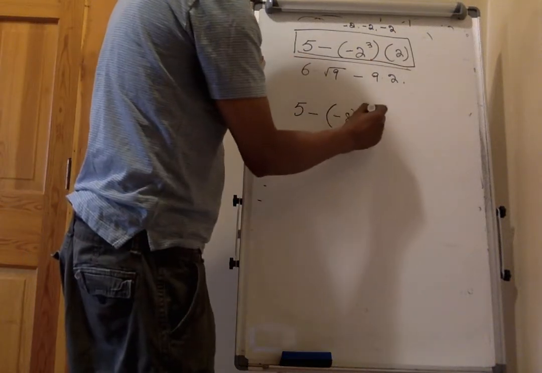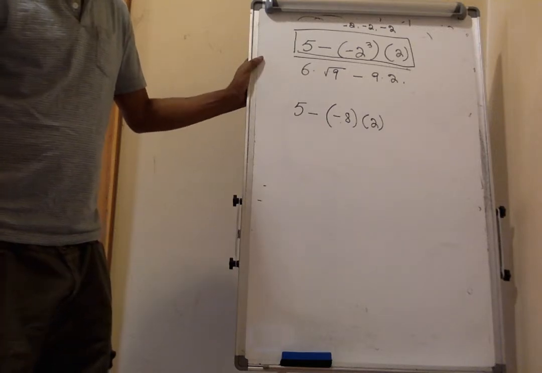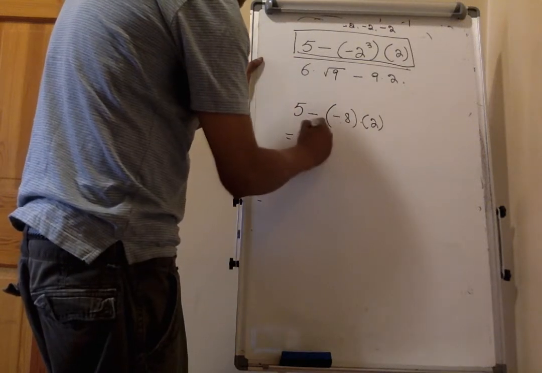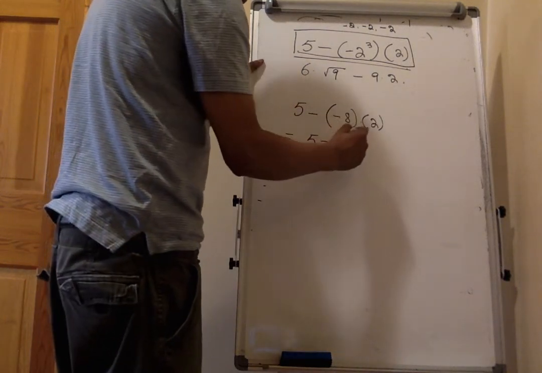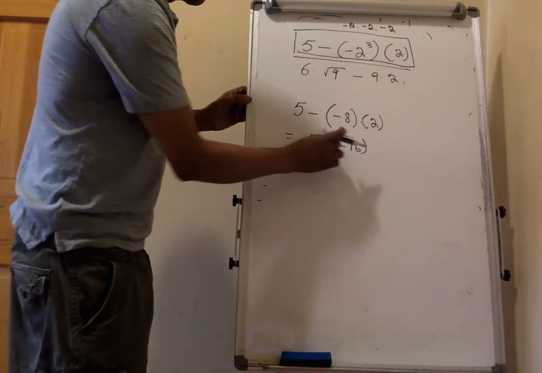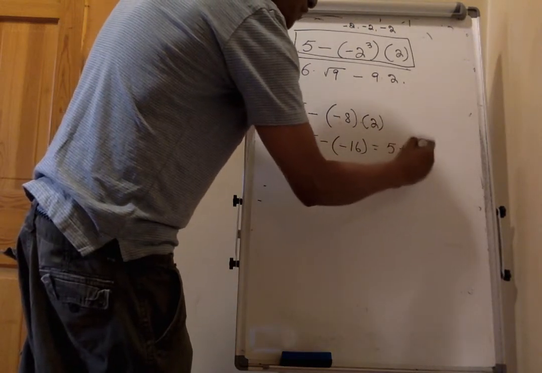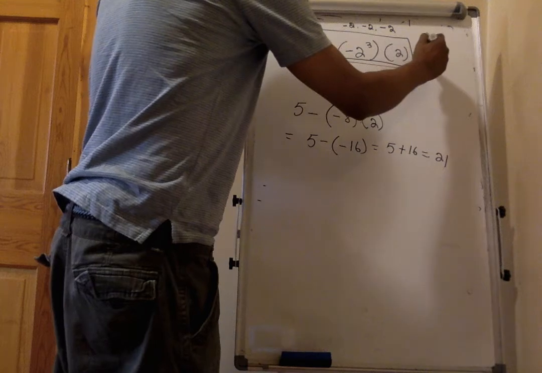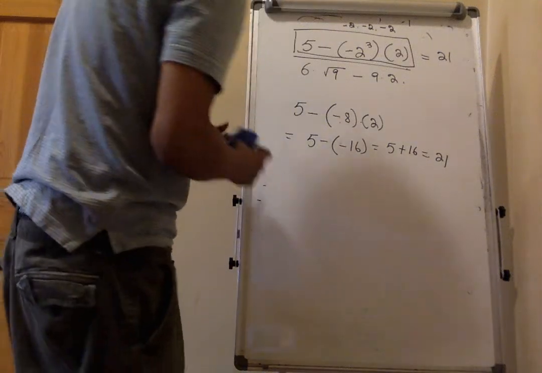Bring down the 2 because that's what you are going to multiply negative 8 with. Now we have subtraction and we have multiplication. So you have what? 5 minus, first do the multiplication. Negative 8 times 2 is negative 16. Okay. Now combine these two together. 5 minus negative 16 is 5 plus 16, which is 21. Guess what? When we simplify the top, we end up with 21. Okay, so now we are done with the top.